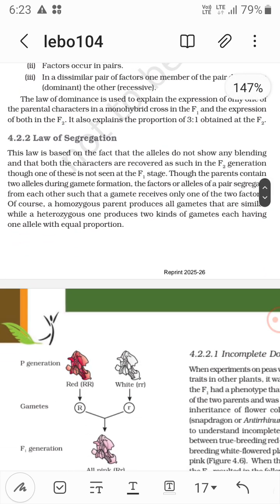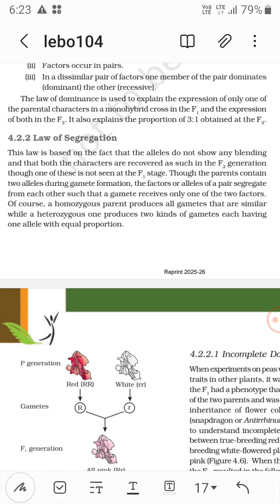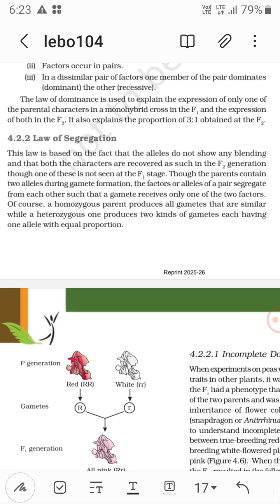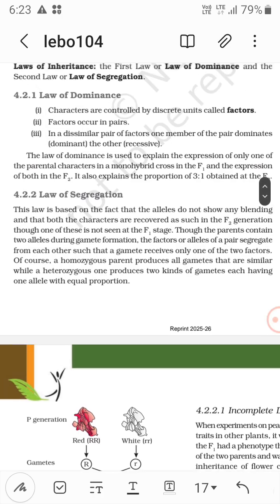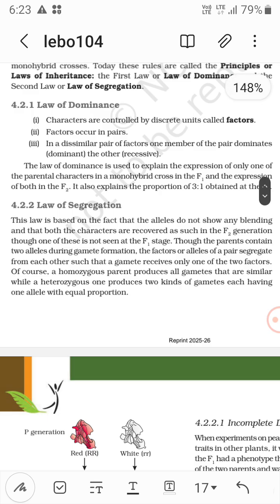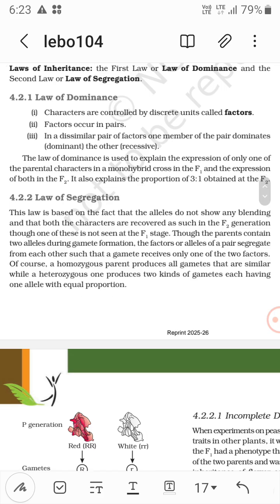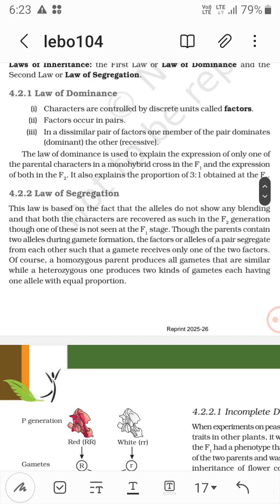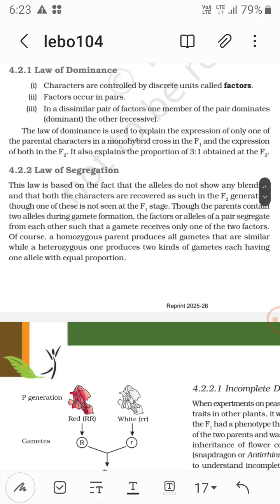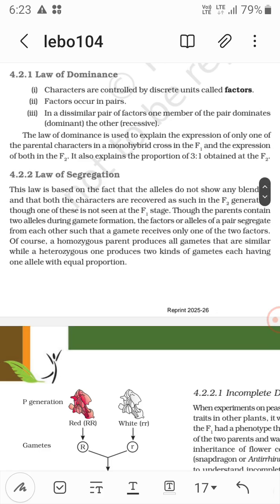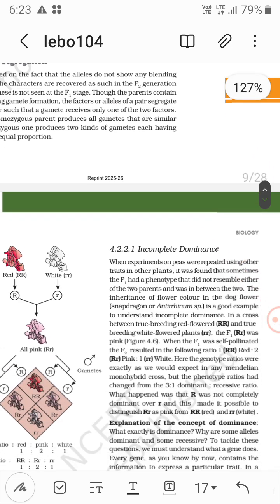Now going to the second law, that is the law of segregation. This law is based on the fact that the alleles do not show any blending and both the characters are recovered as such in the F2 generation, though one of these is not seen at the F1 stage; we are talking about the recessive trait. Though the parents contain two alleles, during gamete formation the factors or alleles of a pair segregate from each other such that a gamete receives only one of the two factors. Of course, a homozygous parent produces all gametes that are similar, while a heterozygous one produces two kinds of gametes, each having one allele in equal proportion.